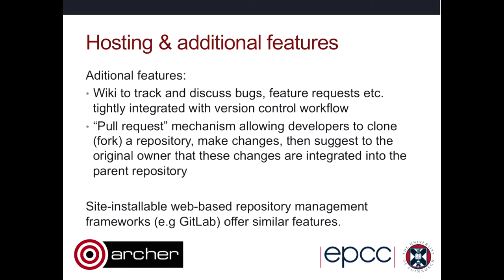So what you can do is you can make a copy, which is known as a fork, make changes, and then if you think those changes that you've made should be perhaps integrated into the original repository, you can make what's called a pull request. So that's simply a suggestion to the author or authors or managers of the original repository to integrate these changes into the parent repository.